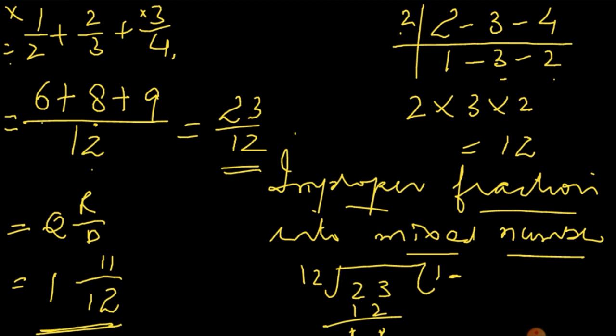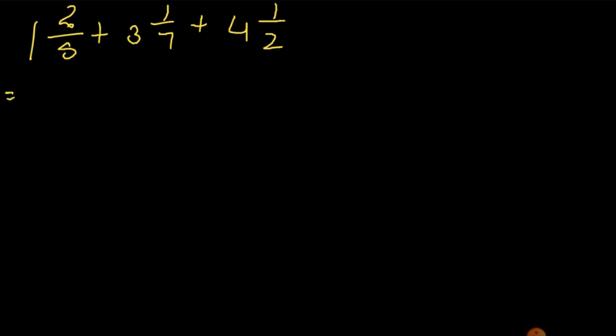But again I will give you one more example to make it clear. Let's take one more example. Now I am taking mixed numbers, not simple proper fractions. Let's take 1 2 by 5 plus 3 1 by 7 plus 4 1 by 2. Now all these numbers are mixed numbers. Let's convert these into improper fractions.